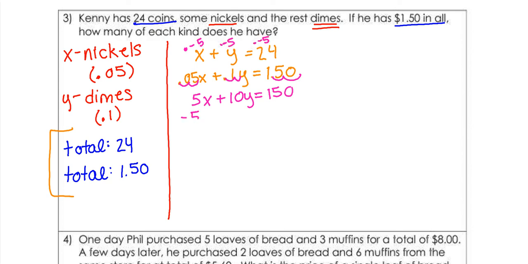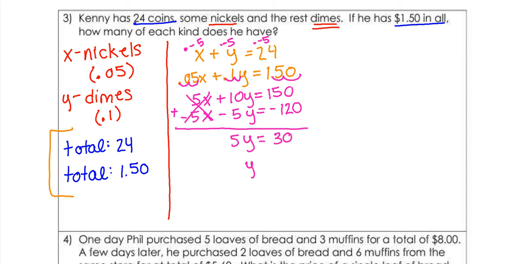So I end up with -5x minus 5y equals 24 times 5 is -120. Add those up. X's go away, so I'm left with 5y equals 30. So y equals 6.